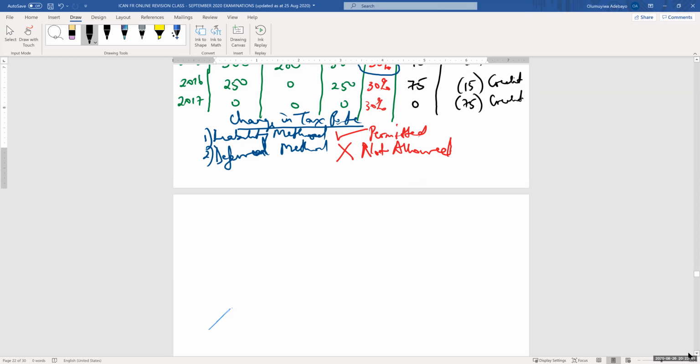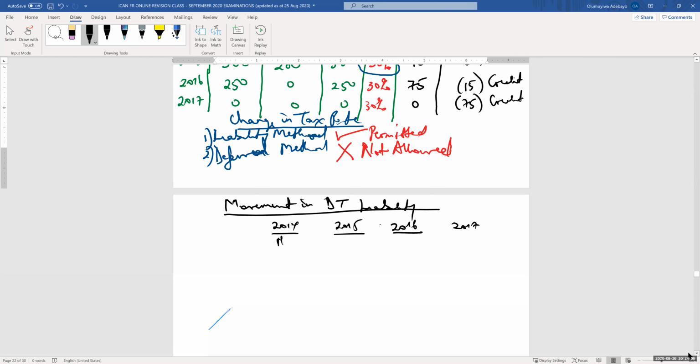Okay, I can still repeat it. You just need to adopt the one that best suits you. Movement in deferred tax liability, in 2014, 2015, 2016, and 2017. All figures in thousand.